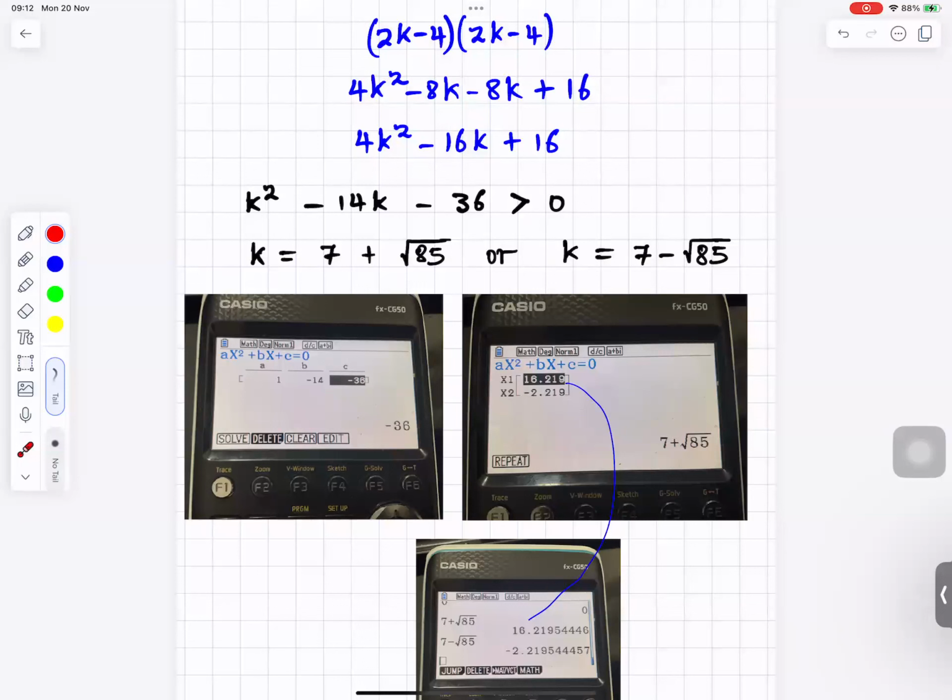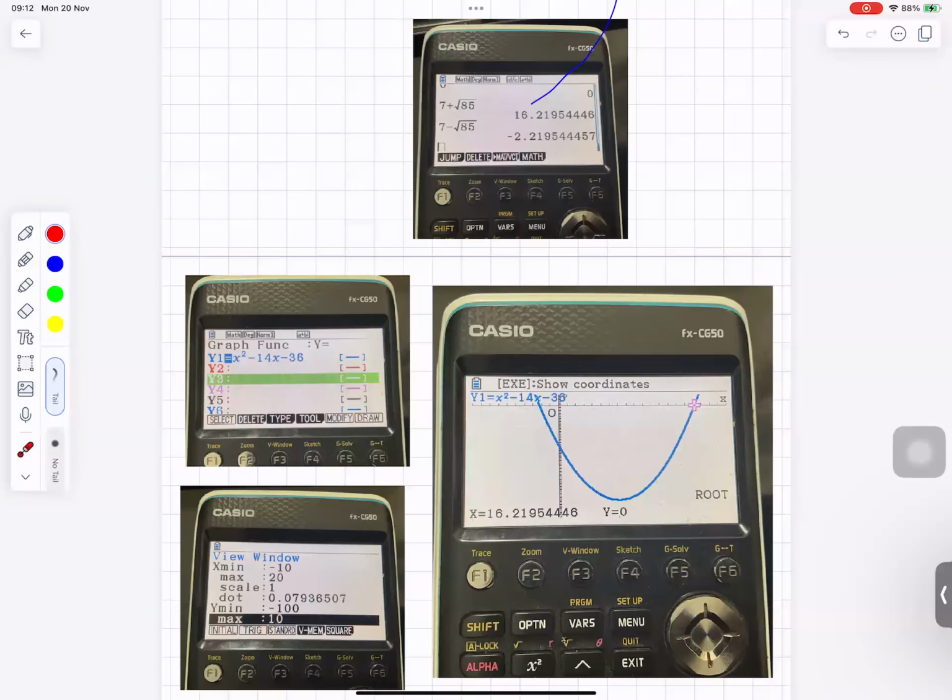And then you can also check what 7 plus square root of 85 is: 16.21, which is there. This is 7 minus root 85, which is minus 2.21 in decimals. The reason I said you can check with it is because those who have a graphics calculator can know the answer before you start the question. If you put that graph in your calculator, you will get that answer 16.21, and it is the same as 7 plus root 85.